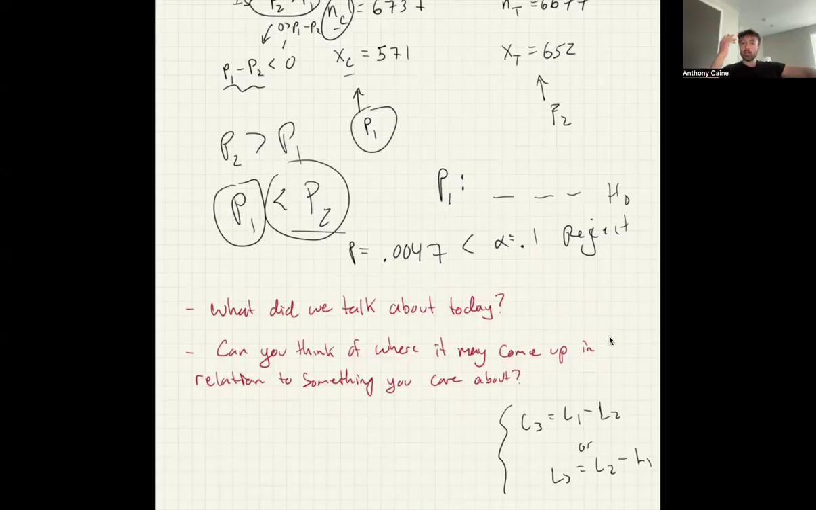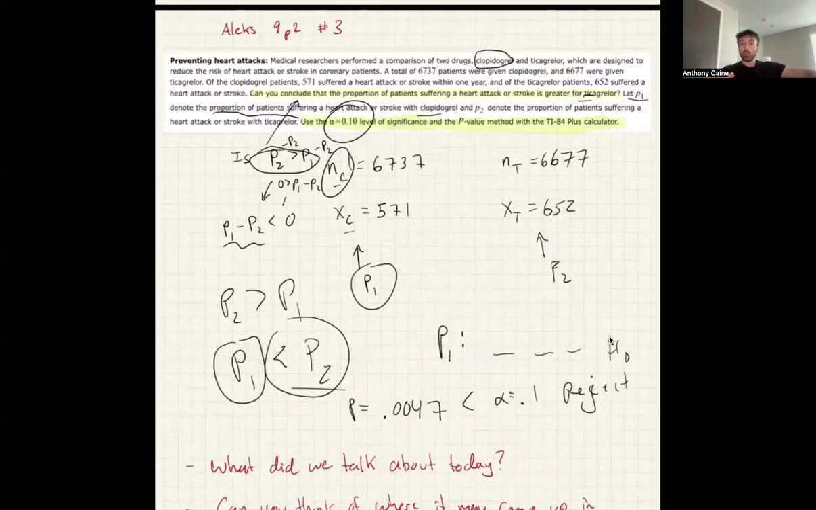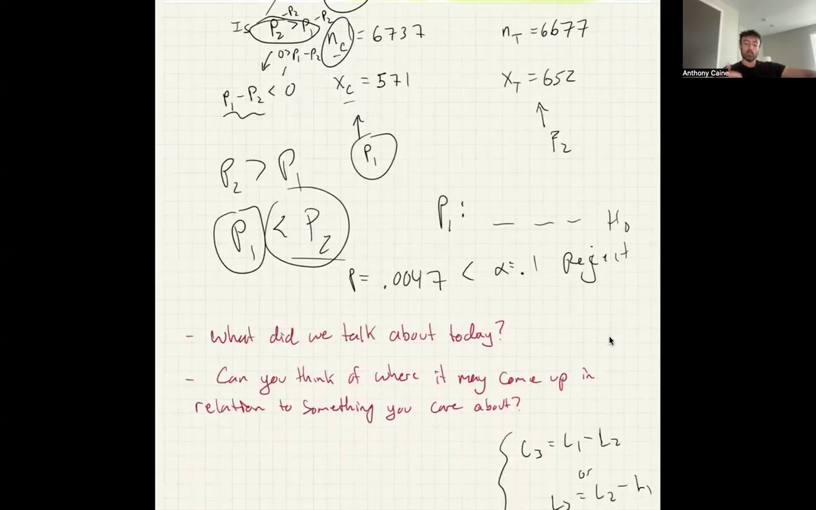And then we looked at difference in proportions. So this is actually very similar to 9.1. You have two different populations, and so we have two different drug treatment groups, right? And we're looking at those proportions. And you can come up with an interval. You can do a hypothesis test because it turns out we know how these averages are distributed. Can you think of how it would come up in relation to something you care about?